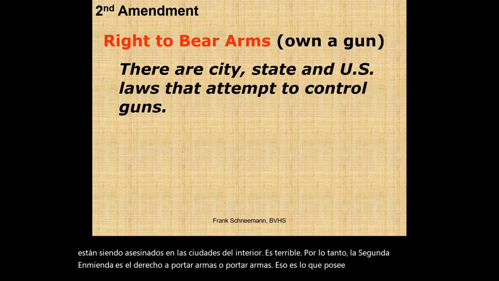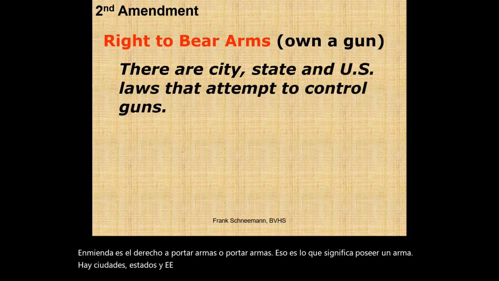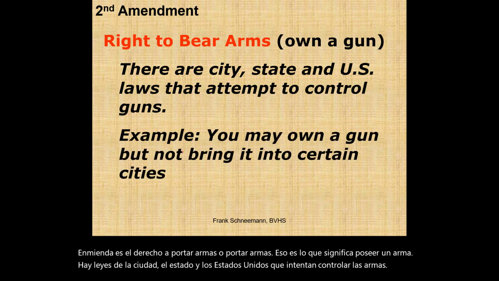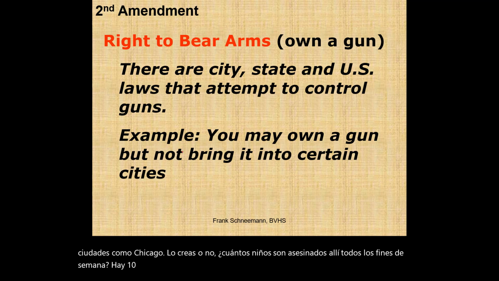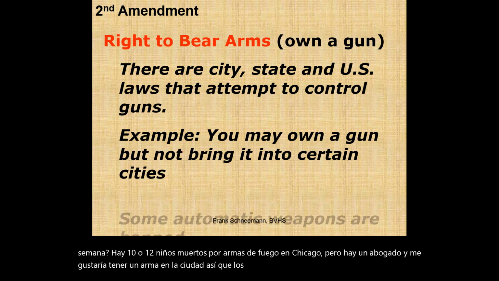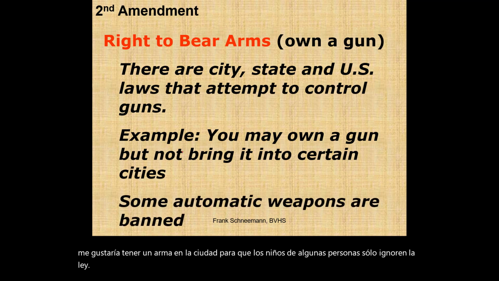There are city, state, and U.S. laws that attempt to control guns, and they do. For example, you can own a gun, but you might not be able to bring it into certain cities. Like Chicago, believe it or not, how many kids get killed there every weekend? There's 10 or 12 kids get killed by guns in Chicago, but there's a law you're not allowed to have a gun in the city. So the kids and some people ignore the law. Some automatic weapons are also banned.